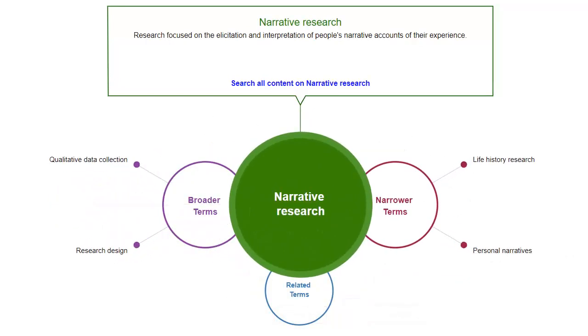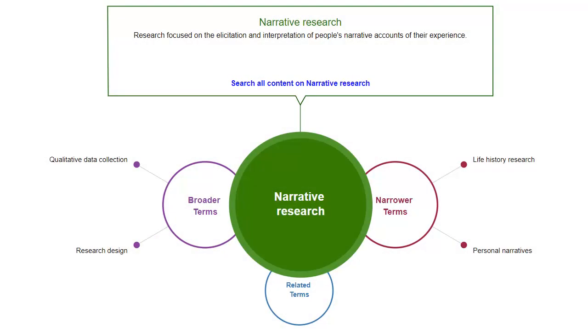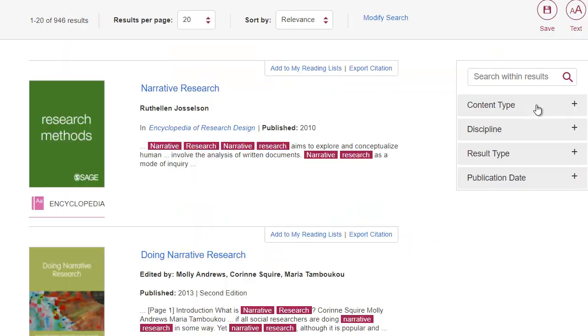At any point, you can stop moving through the map and choose to search all content on whatever topic you have chosen. This is helpful because there will be times you might not feel like you're ready to make a narrower choice and just want to learn more about the given method at hand. So here I will click on the link labeled Search All Content on Narrative Research. And you can see that I am now viewing a list of relevant results.